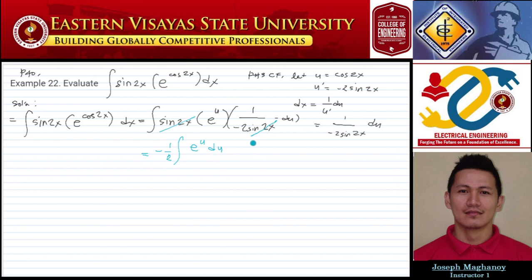Okay, so we can apply our property number 4 again, exponential formula number 4. So integral of e to the u du is equal to e to the u plus c. So we will apply negative 1 half e to the u plus c. Then recall your u, cosine 2x. So finally your answer is negative 1 half e to the cosine 2x plus c. So that is your final answer for your example number 22.